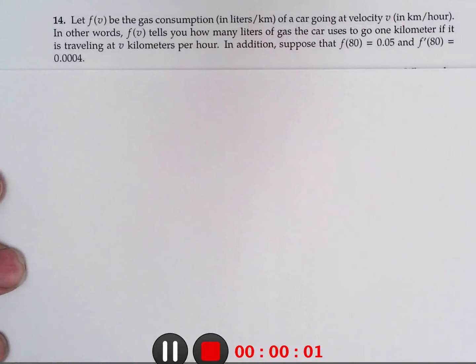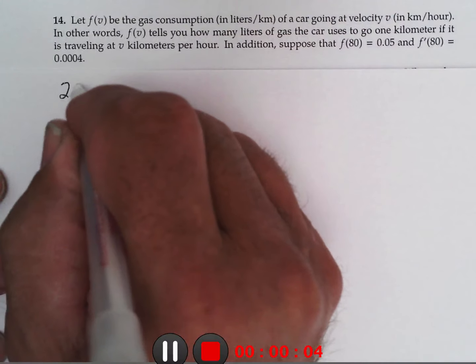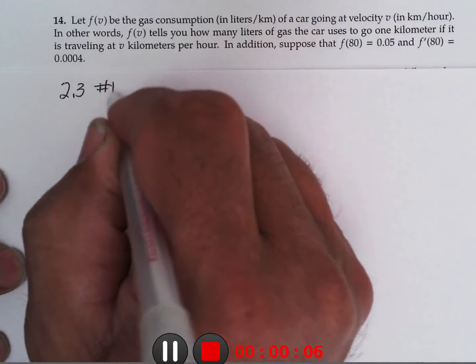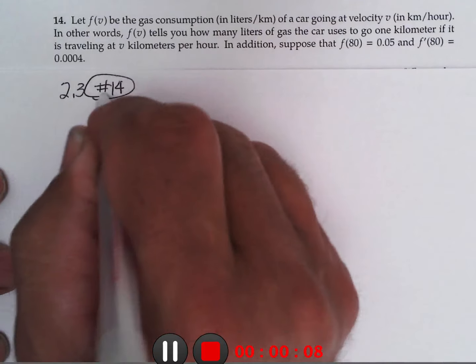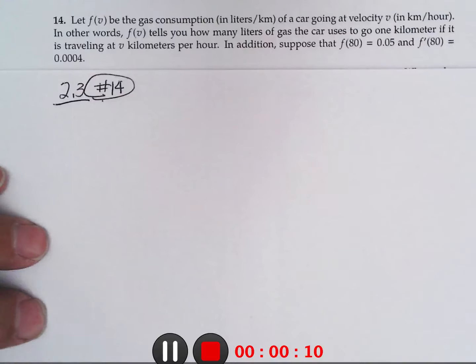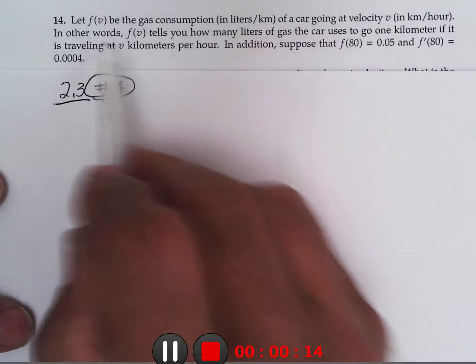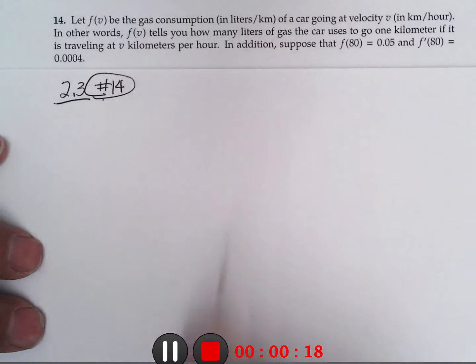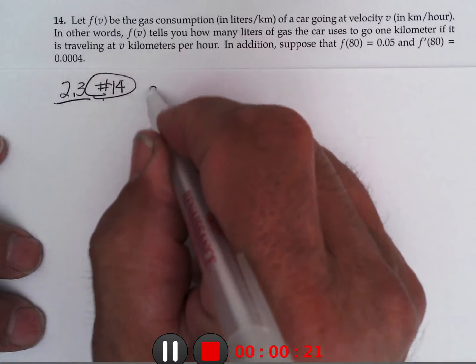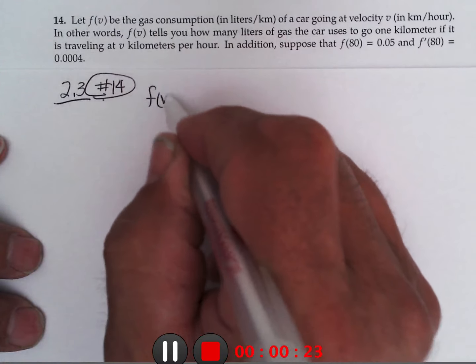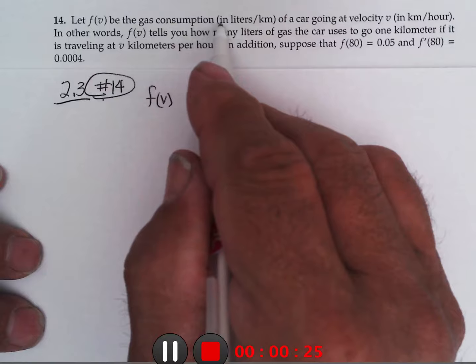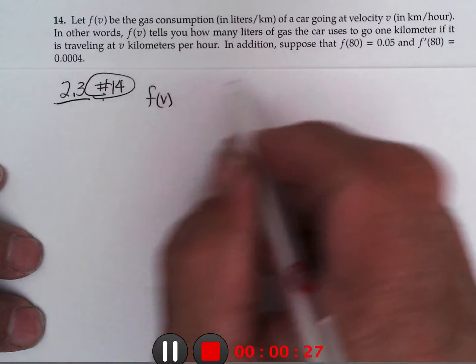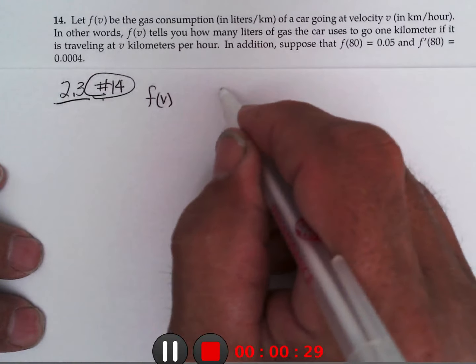On 2.3, number 14. This one's a little tricky keeping track of the units, so I'm going to be real careful and do this correctly. F of V is the gas consumption in liters per kilometer. So the units on this are liters per kilometer.